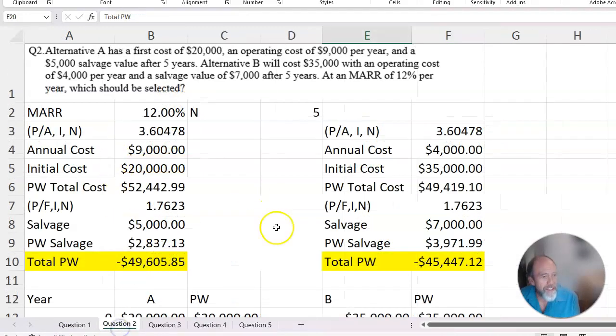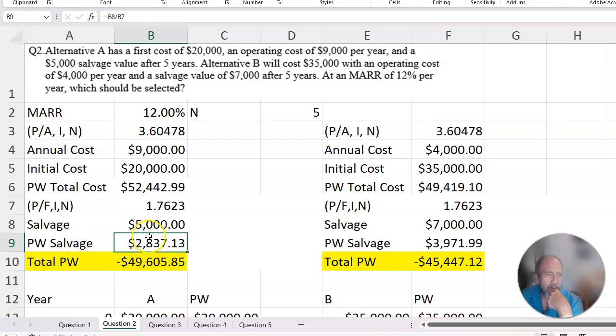You know why? Because I just copied it to a new tab and I just changed the numbers. That's all I had to do, except that I had to add a few more rows. Why did I have to add a few more rows? Because I have a salvage, and I have to convert that salvage to a present worth of the salvage. So the salvage in one case was 5,000, converting to a present worth of a salvage.